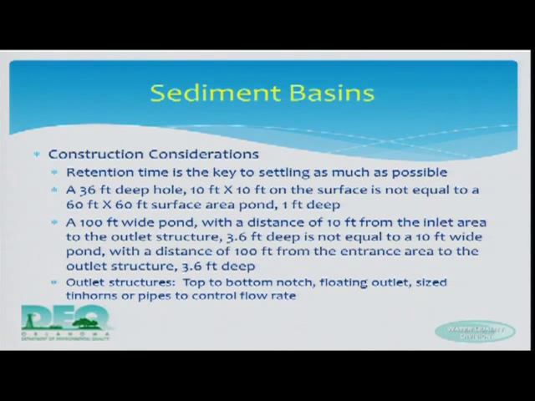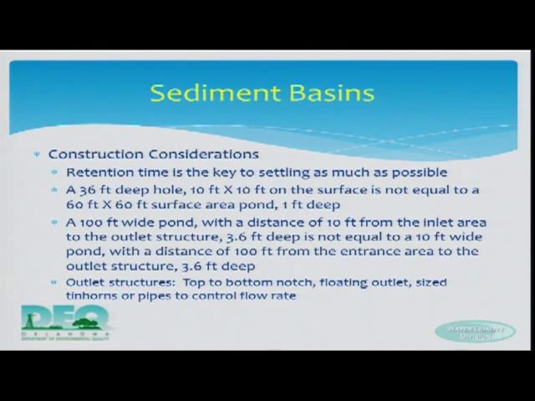Again, retention time is the key. A 36-foot deep hole, 10 by 10, is not equal to a 60 by 60, 1 foot deep. It's just not. You get a lot better retention time in that large, shallow depression. So also, you can make it wide, and if the entrance is straight across from the exit, you're not going to get a lot of bang for your buck. So think about retention time when you're doing your design. Maybe put a partition in there that makes that water flow way around before it gets to go out. A curtain or something like that.